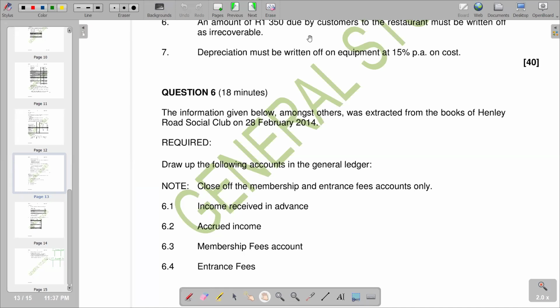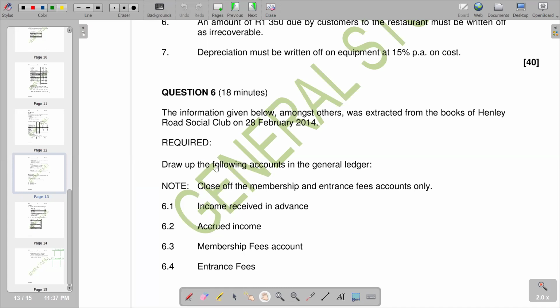In this video, we want to look at the preparation of income received in advance, and we are also going to prepare the accrued income account. So this is the question that we have. This is question 6, and it reads: the information given below, amongst others, was extracted from the books of Henley Road Social Club on 20th February 2014.